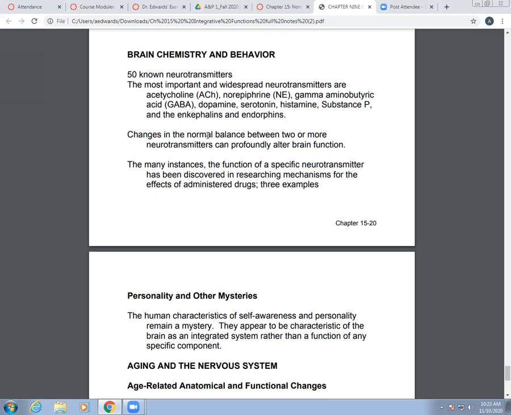Many of our neurotransmitters work in balance with each other, and so if you change that balance, you're going to change the function of your brain. In many instances, how a specific neurotransmitter functions has been discovered by researching how drugs affect your brain.